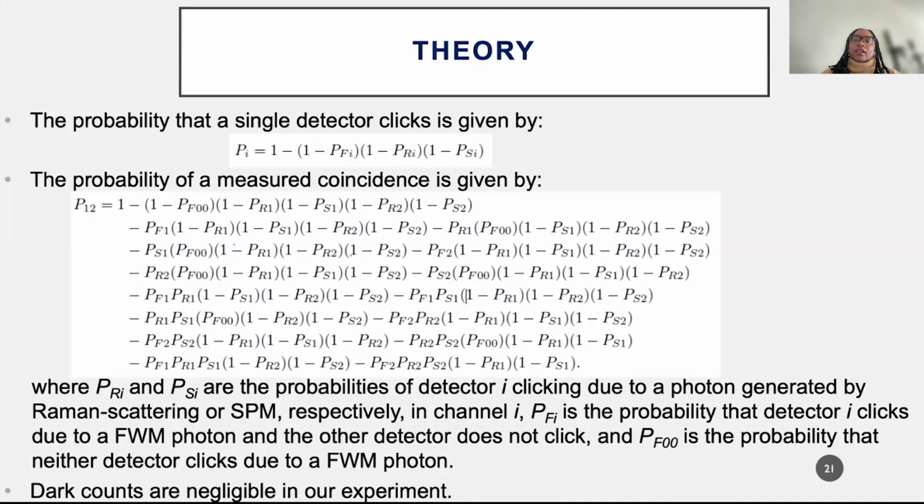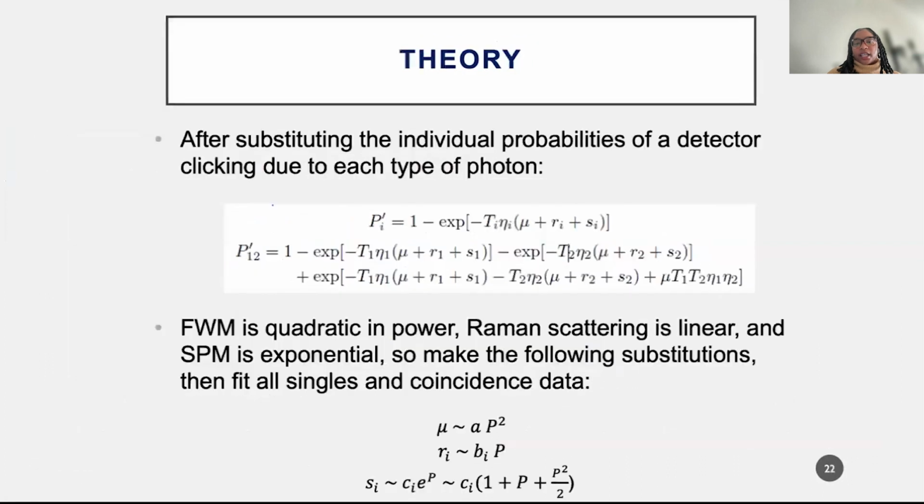The next formula is the single and coincidence count probabilities per detection gate. Here we have the individual probabilities of the detector clicking due to each type of photon, where mu represents the rate of the four-wave mixing photons, R_i represents the Raman scattering, S_i is self-phase modulation, T_i is the transmission of channel i, and eta_i is the efficiency of the detector.